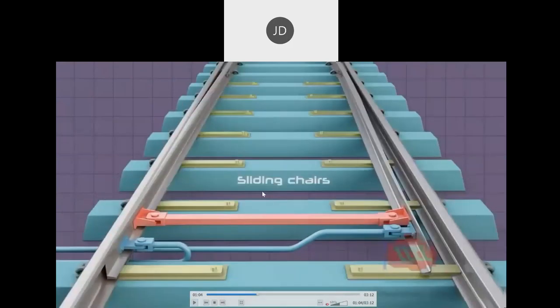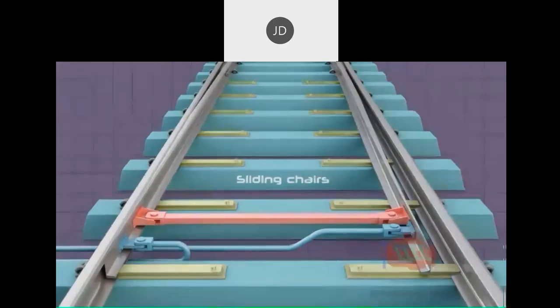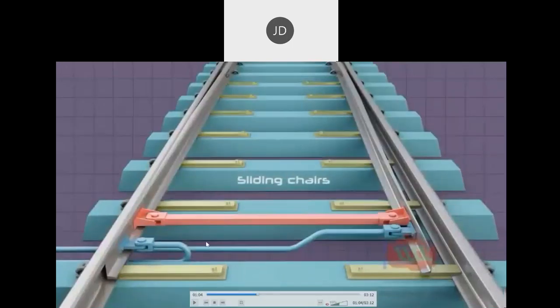Now this is your sliding chair. What is the purpose of the sliding chair? Sliding chairs are provided here in a longer dimension, so that the point rail can move over them. They have to move over this chair. So from time to time, to maintain it frictionless, lubrication is done over the surface of the sliding chair. Why is it called a sliding chair? Because the point rail slides over it. So we have to make it frictionless, by lubricating with oil or grease, like that.